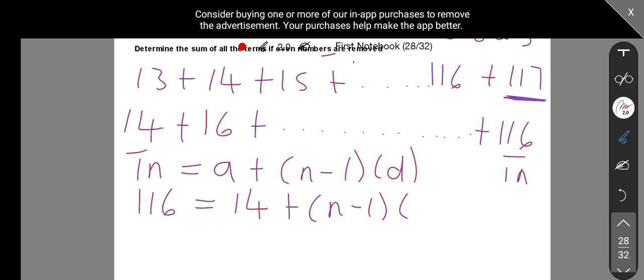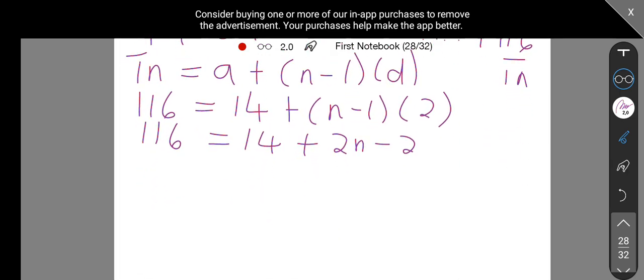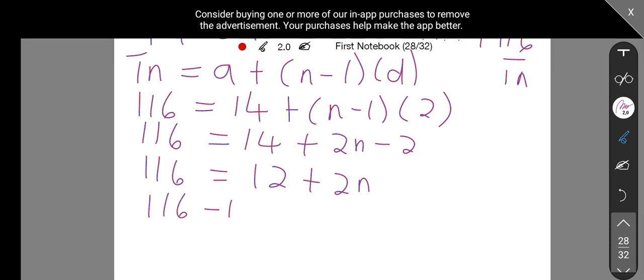So what is the difference? The difference is now 2. How much do you have to add to get the next term? That is 2. So we can say that 116 is equal to 14 plus 2n minus 2. And then on the right hand side, we're going to have 116 is equal to 14 minus 2 will give us 12 plus 2n. And then we can subtract 116 minus 12 is equal to 2n. 116 minus 12 gives us 104. So 104 is equal to 2n.